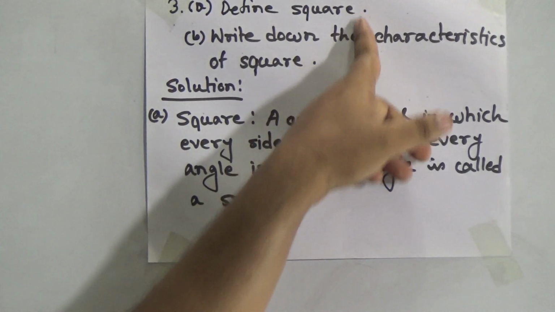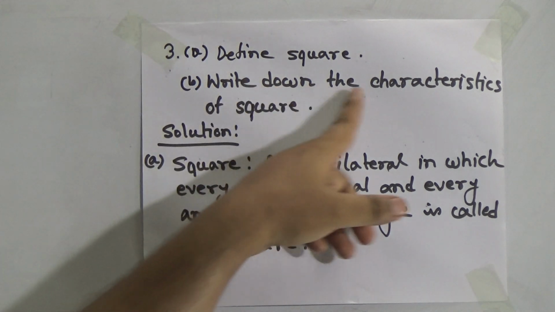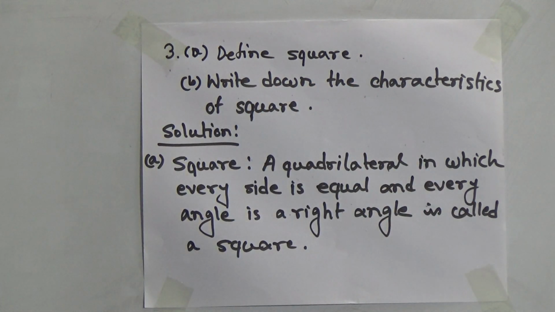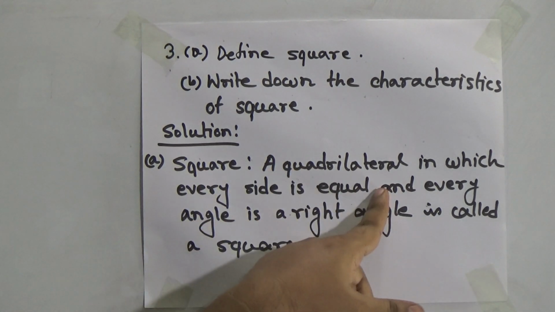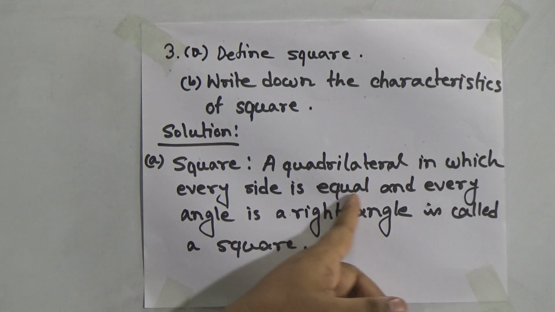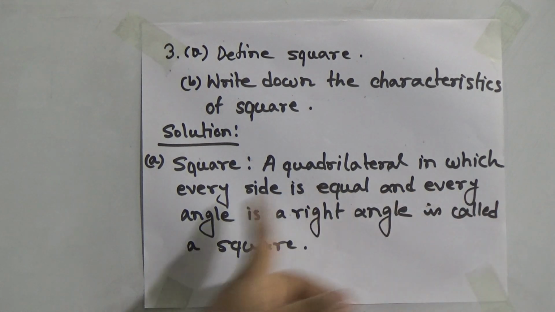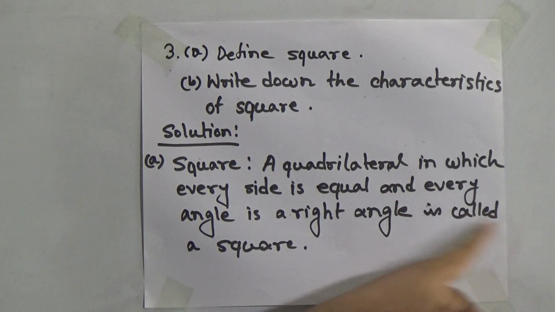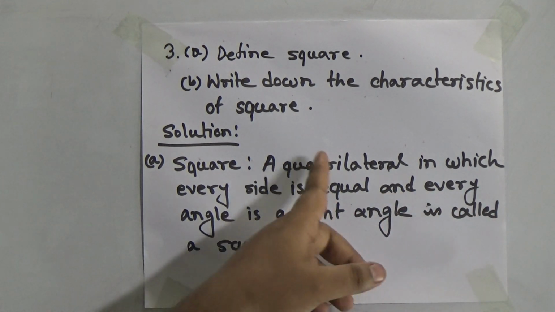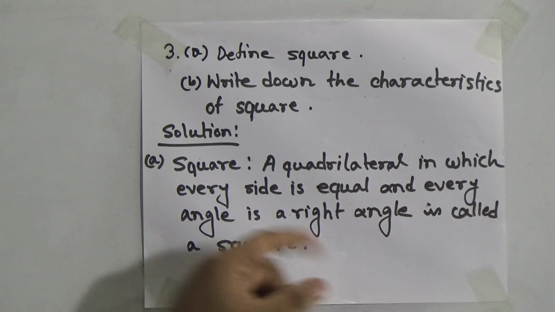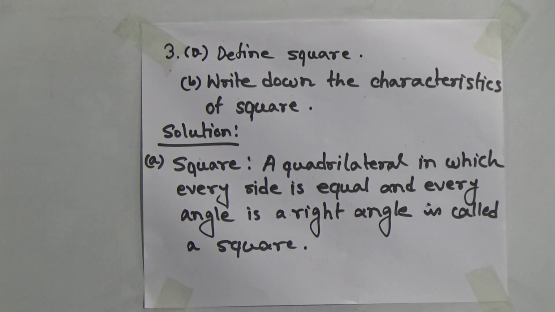Next, question 3: define square, and part B, write down the characteristics of a square. So at first we do the definition. Here a square means a rectangle in which every side is equal and every angle is a right angle. I repeat, a quadrilateral in which every side is equal in length and every angle is a right angle is called a square.